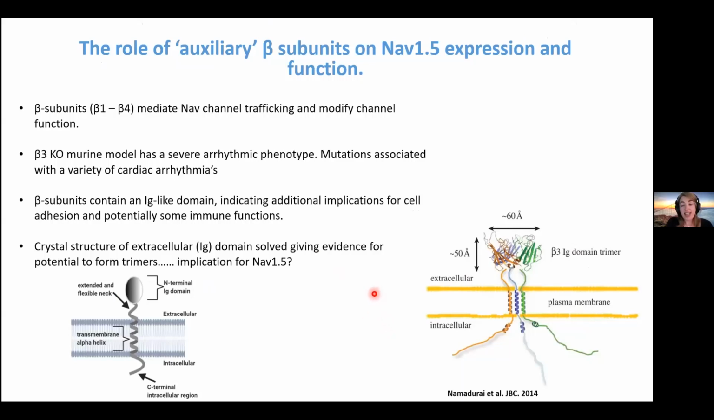What's quite interesting is that in the group previously, the beta-3 Ig domain was found to form higher order oligomers. Particularly, it could form trimers. So what we didn't know is, is this true of the whole beta-3 protein? And what implication does this have for NaV1.5?